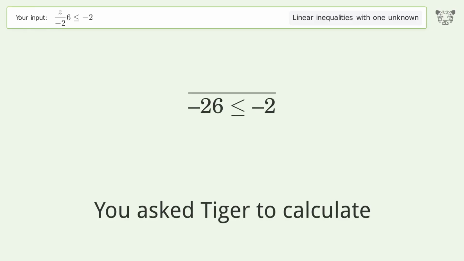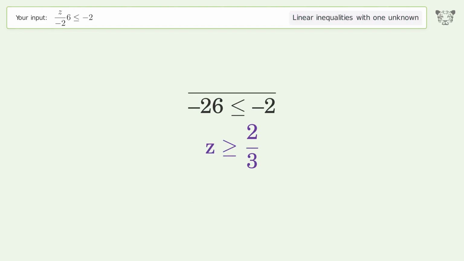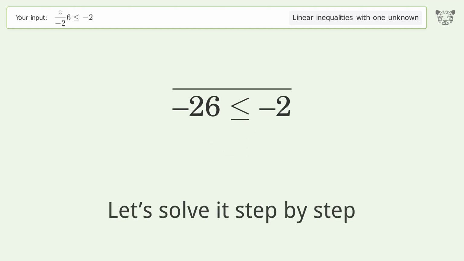You ask Tiger to calculate. This deals with linear inequalities with one unknown. The final result is z equal or greater than 2 over 3. Let's solve it step by step.